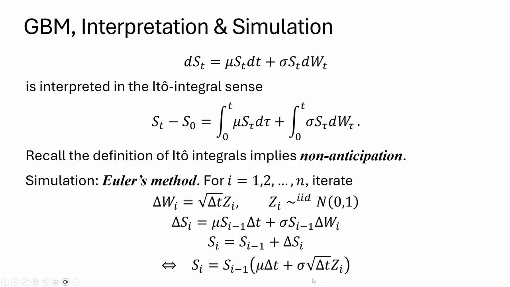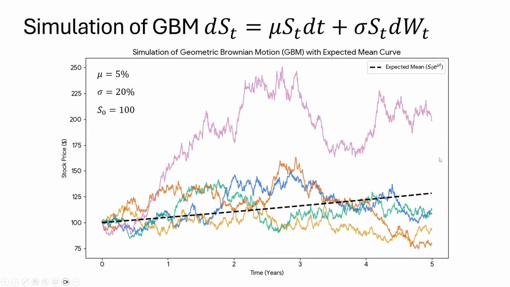The expression in the bracket is the random interest rate for the ith subtime interval. For example, here are some sample paths of the geometric Brownian motion with parameters mu equals 5%, sigma equals 20%, and S naught equals 100. So this might be the time evolution of a price for a specific stock. And these are possible trajectories over a 5-year horizon. And the dotted curve is the expected mean.